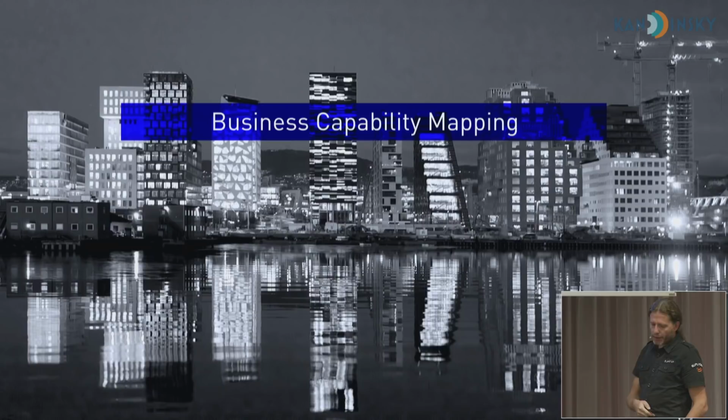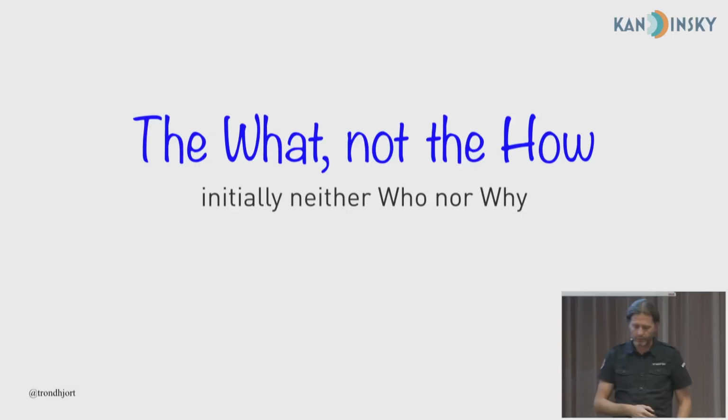I'm now going to get into more on what the business capabilities are and how you find them, because they are not necessarily easy to find. As I said earlier, they are the what, not the how. And if you use the Steve Jones model, it's not really about who and why either. Just start with the what.